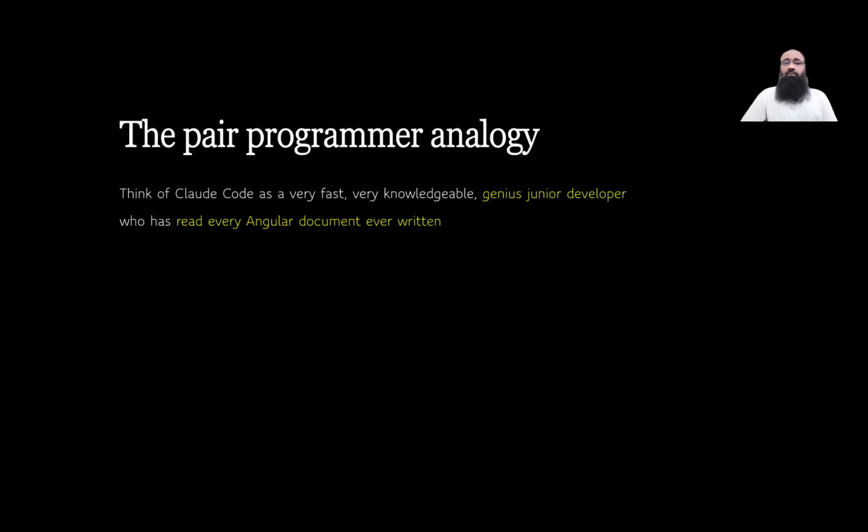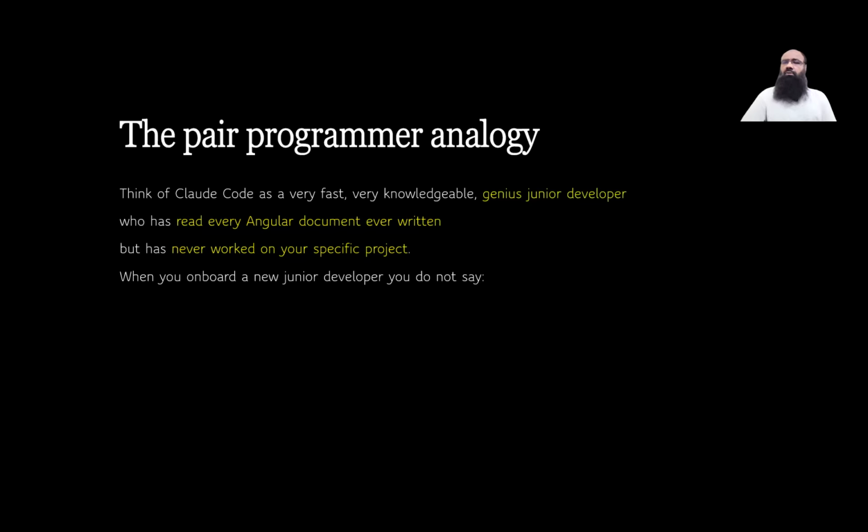Now, as we have just understood both these lists, how can we stay in control? We are going to use Cloud Code where it excels, and we will stay in control where it doesn't. It comes with a pair programmer analogy. You can think of Cloud Code as a genius junior programmer who just arrived in your team. He is very knowledgeable, very fast, and very efficient, and he has already read all the Angular documentation ever written. He is even better informed than you, but he hasn't worked on the specific project you are working on.